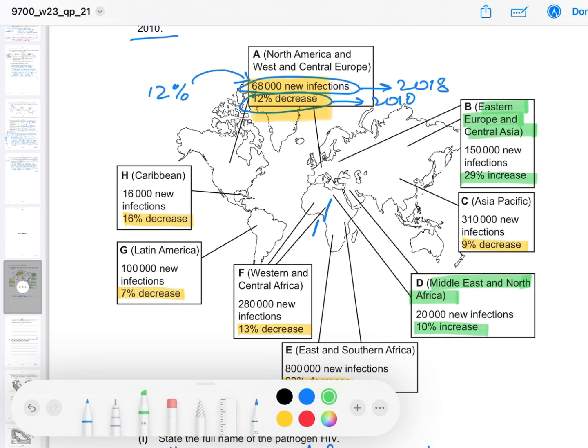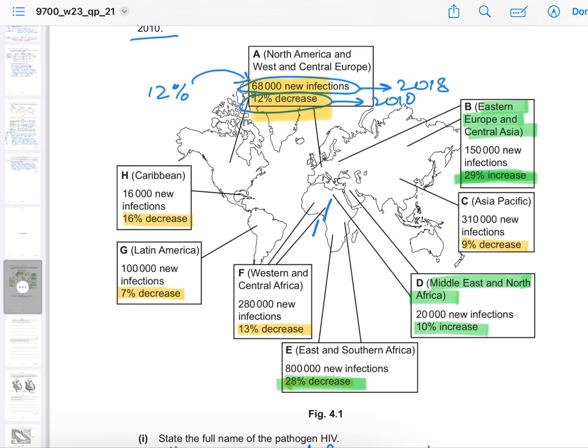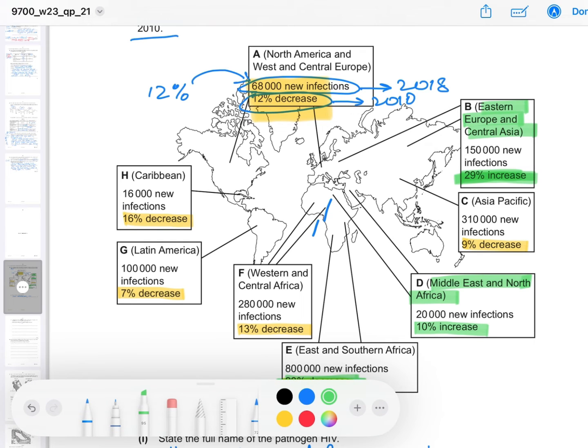Now you can write down the highest and the lowest values of increase and decrease in the general trend and in the exception. So the greatest increase was the 29% increase in Eastern Europe and Central Asia, and the biggest decrease in the percentage of infections was this 28%. Okay, I probably shouldn't use this green color. So the biggest decrease was in East and South Africa.